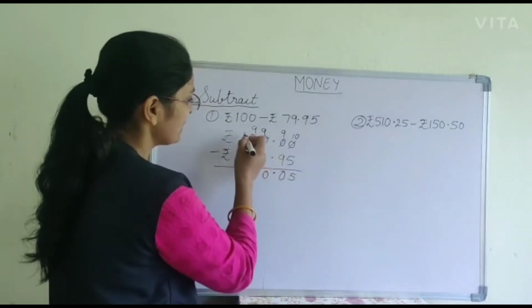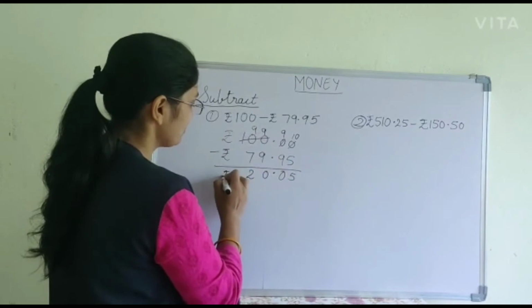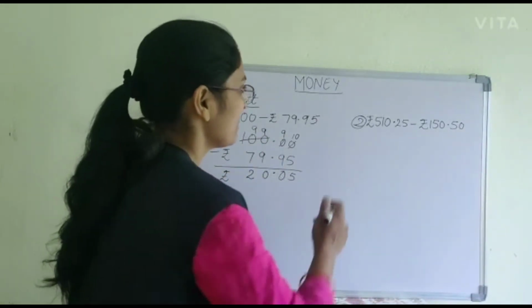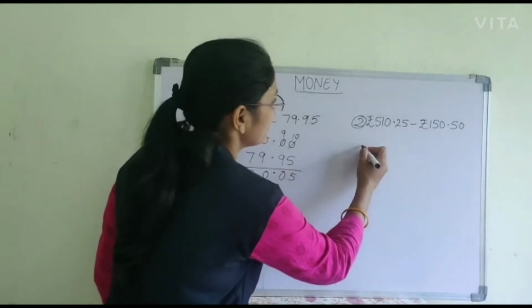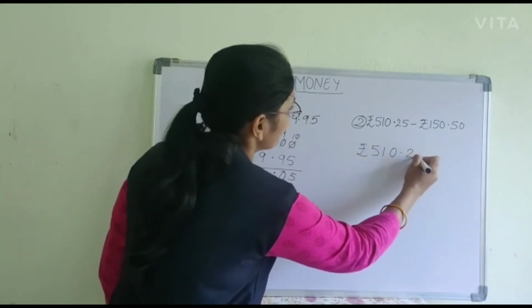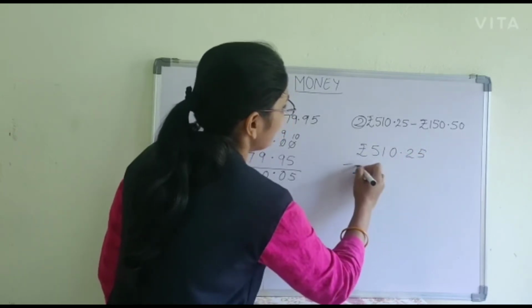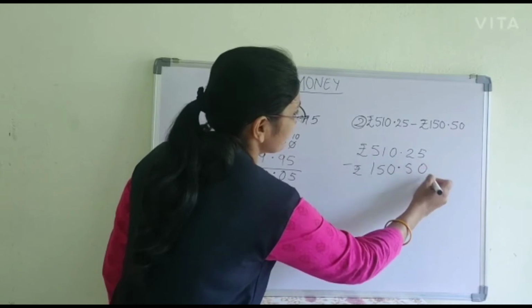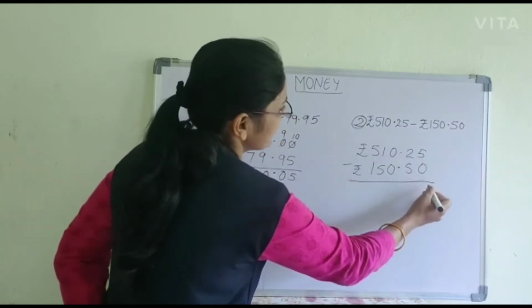And this is 1, nothing is there, na? Already 0. So this is rupees 20.05. Now second question, rupees 510.25 minus rupees 150.50. Again subtract it. 5 minus 0 is 5.